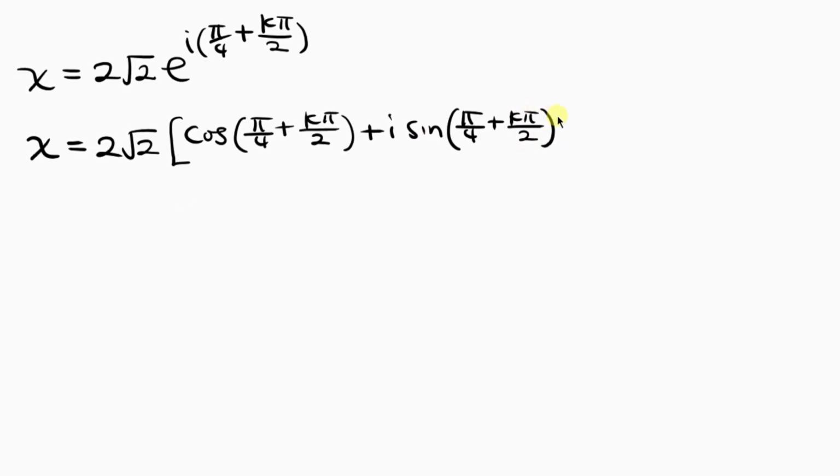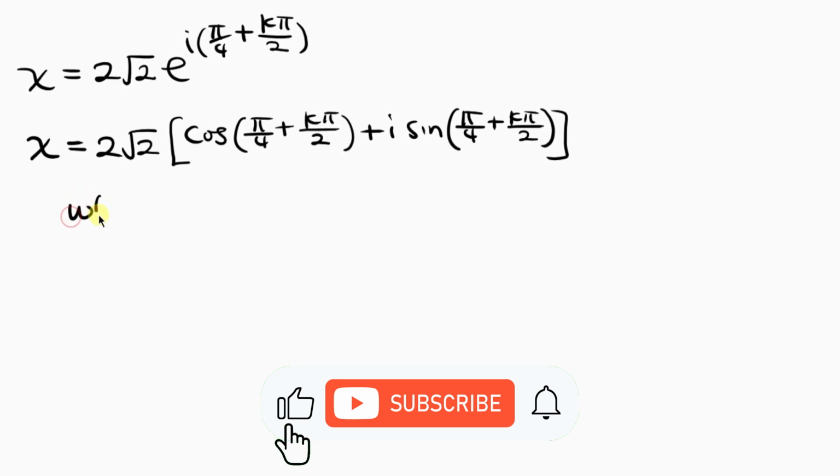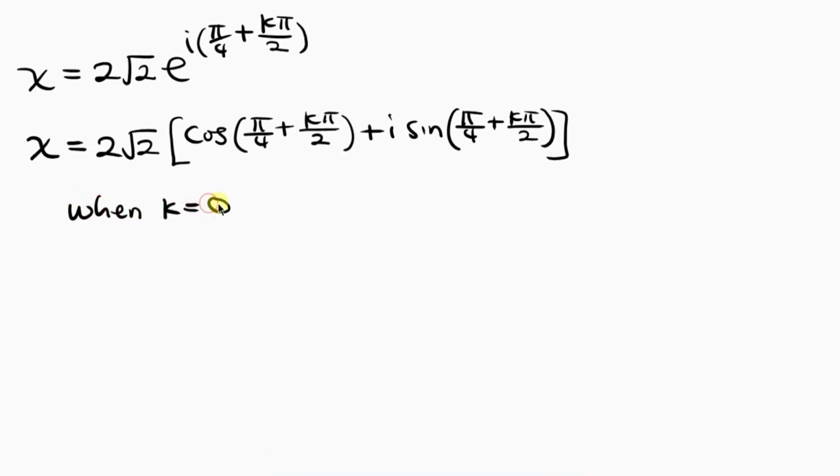And then we close the final bracket. So we can get our distinct solutions for x by plugging in different values of k. So we start with when k is equal to 0. So when k is equal to 0, what is x? So x will be equal to 2 root 2 times cos. Now if k is equal to 0, this will be gone, leaving just pi over 4.